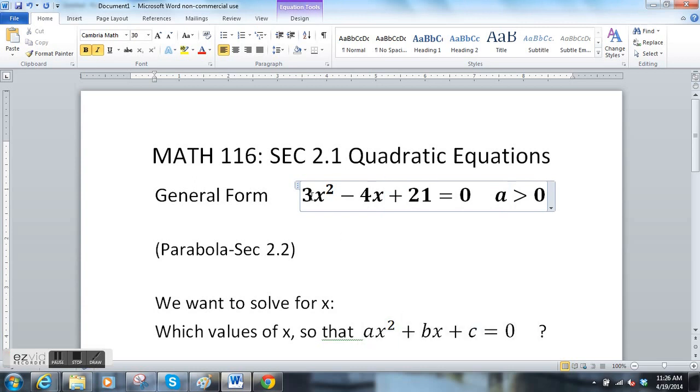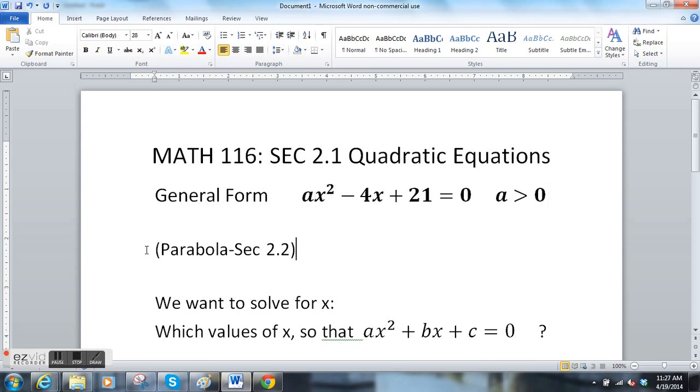So there will always be numbers here, but this coefficient a has to be greater than 0, because if it was 0, then you wouldn't have a quadratic equation anymore because this whole piece would go away. So this a greater than 0 piece is just telling you that you have to have an x squared piece there. So one thing you will learn in section 2.2 is that the general form of a quadratic equation always graphs as a parabola. So we're going to go over the graphing of it more in section 2.2.